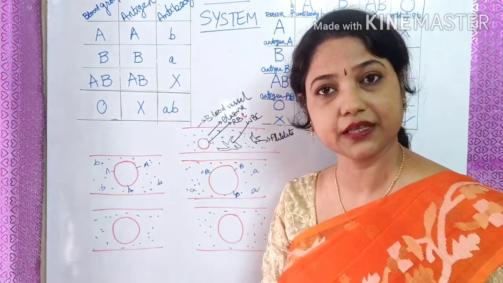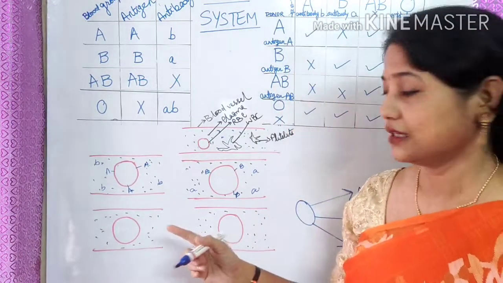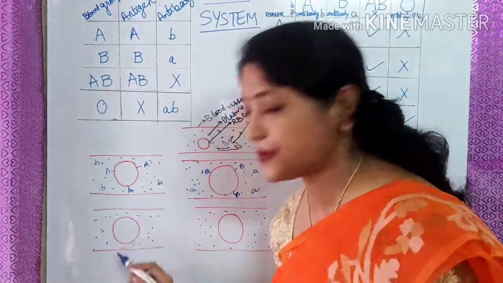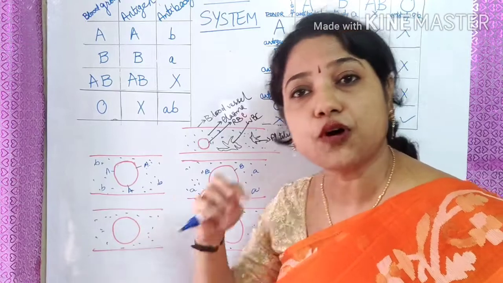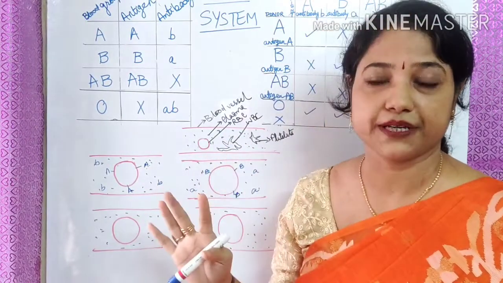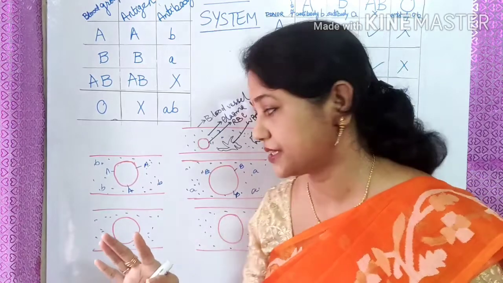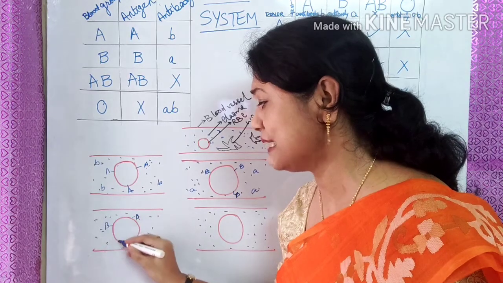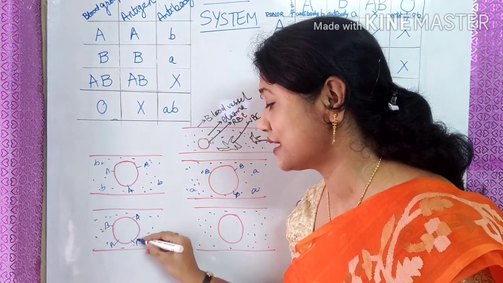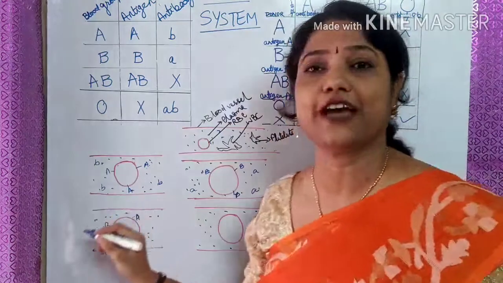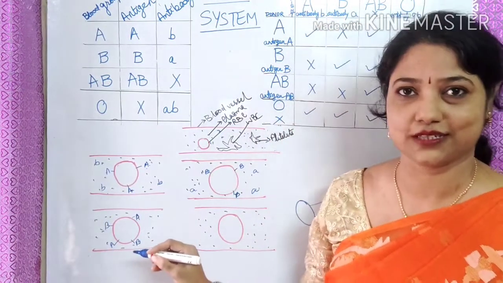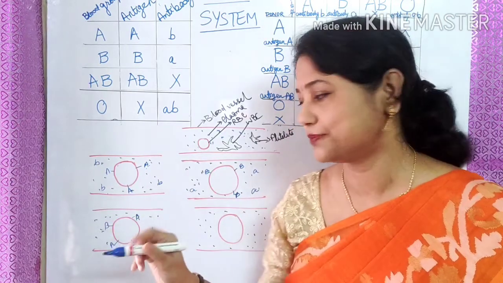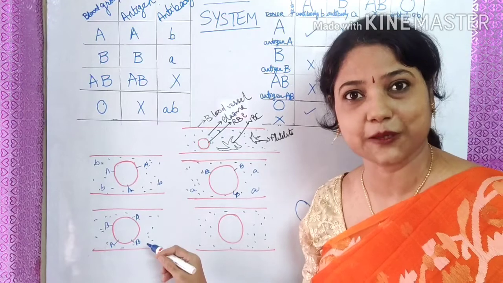Now let us see another person in whose blood both types of antigens are present on the RBC, antigen A and antigen B. So, when both types of antigens are present on the walls of RBC, there will be no antibody in the plasma.